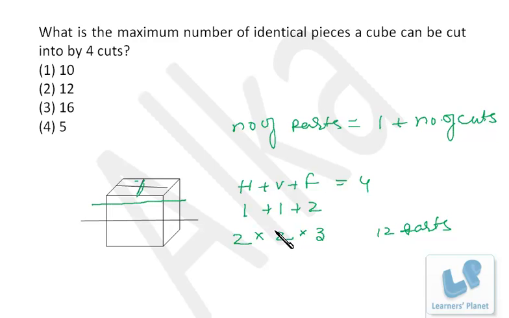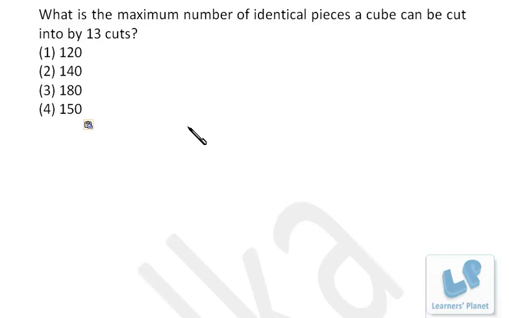Okay, I take the next example. Listen to me carefully. Some more logic is involved in this sort of question, so just listen to me carefully. Now, what is the maximum number of identical pieces a cube can be cut into by 13 cuts? That means horizontal plus vertical plus final must be 13, right?